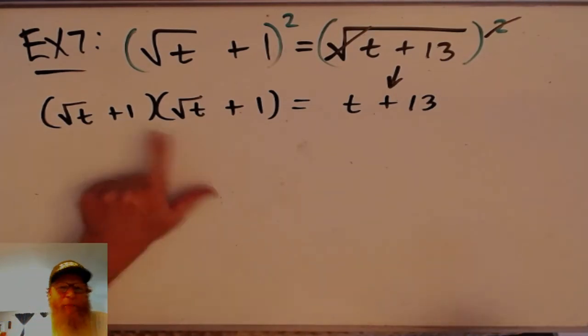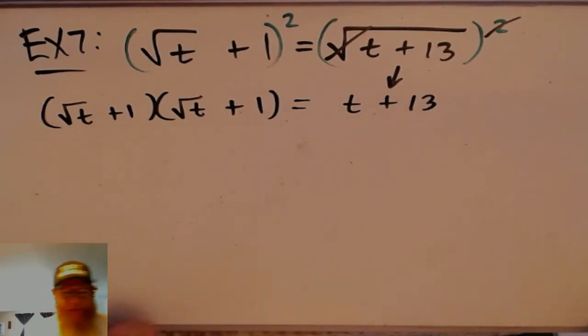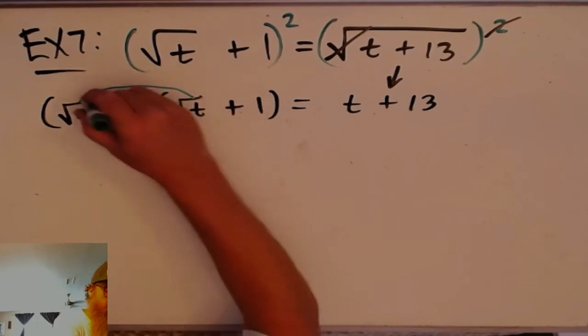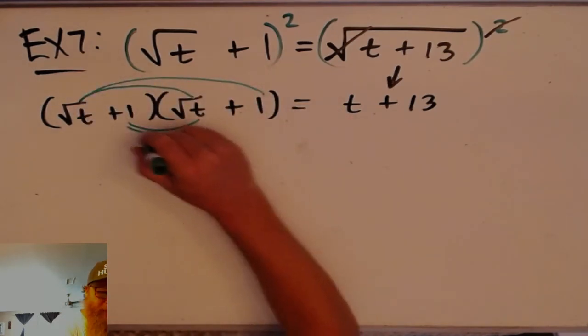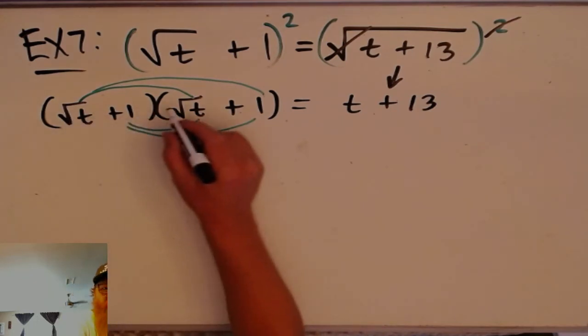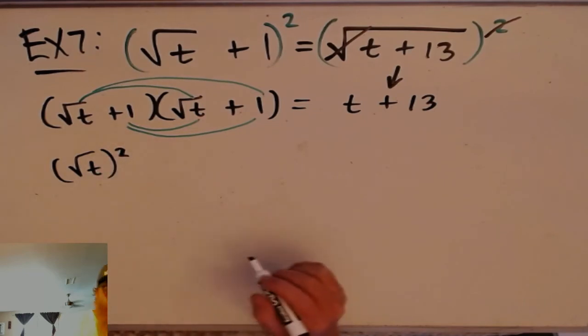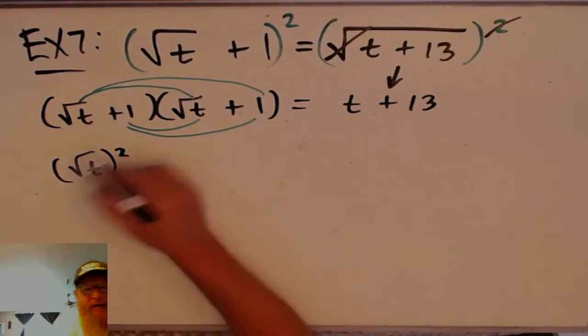When we do word problems, we like to use t for time. So it's just another version of x. And now you have to multiply this out like this. So you get square root t times square root t. That's the square root of t squared. I'll cancel that in a minute.